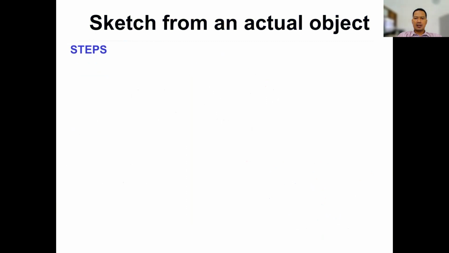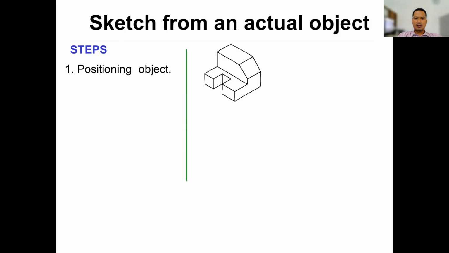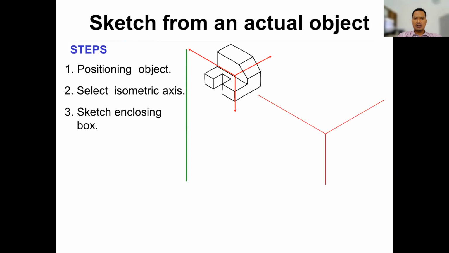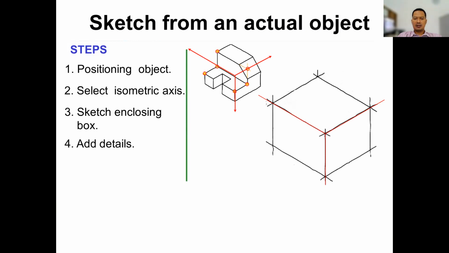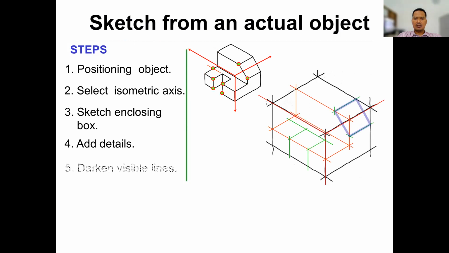And then sketch from an actual object. Number 1, positioning the object, and then select the isometric axis. Sketch the enclosing box. So you first draw the whole box in here, and then add detail. See the points of the object, and then continue to sketch, and then take the visible lines like this.